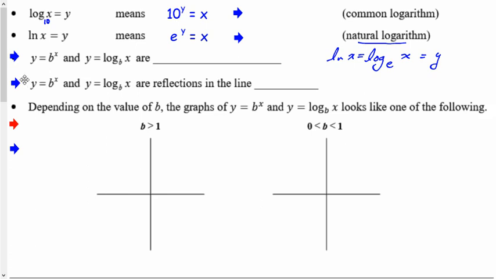Now look at what we have in our next line. y equals b to the x and y equals log base b of x. These are not the same thing. Notice this y isn't in the exponent. This logarithm is an exponent, so this y is an exponent. These are the inverses of each other. And since they're inverses, they are reflections in the line y equals x.